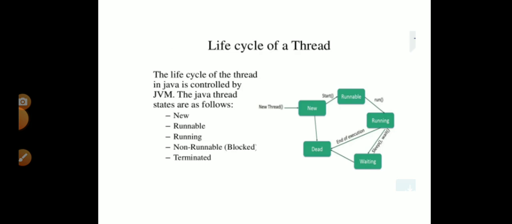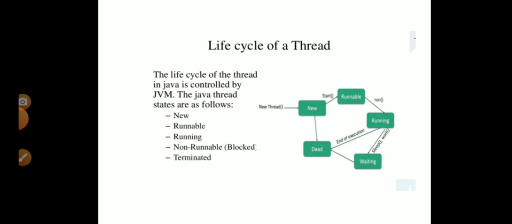Next we are going to see the life cycle of a thread. In a thread life cycle it has the following states: new state, runnable state, running state, blocked state and terminated state. When a new thread is created, it enters the new state. A new thread is created by using the new Thread function. After the thread is created, it is in the new state.